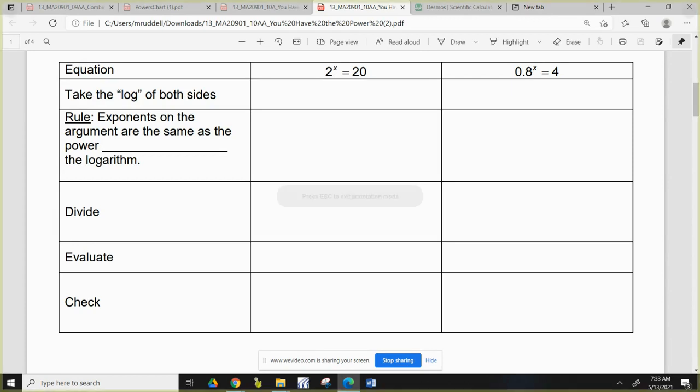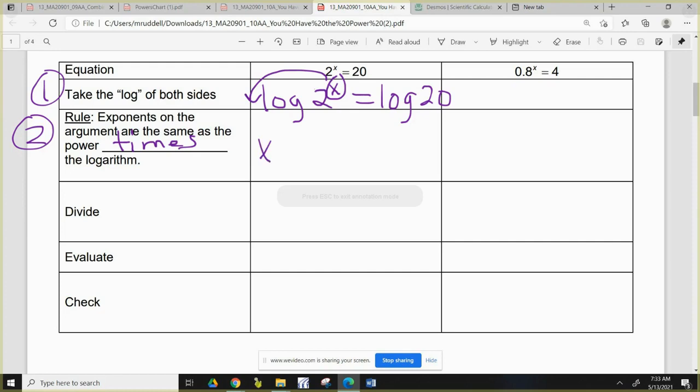So the way to do this is first take the log of both sides. So this is going to be log 2 to the power of x equals log 20. The next step says the rule: the exponent on the argument is the same as the power times the logarithm. Remember from our properties that this exponent goes to the front, and now it's x times log 2 equals log 20.